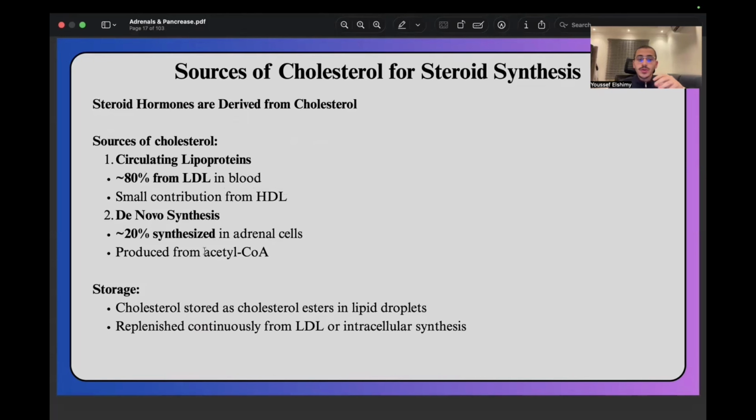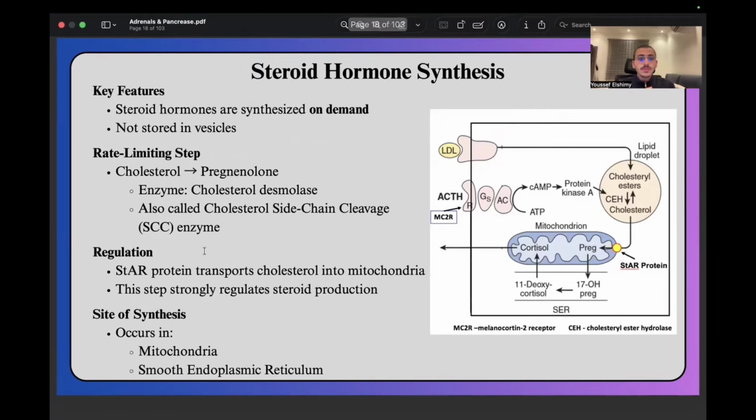In terms of storage, the cholesterol that is taken from the LDL or produced by the adrenal cortex is stored as cholesterol esters in lipid droplets. And whenever the adrenal cortex wants cholesterol, it either replenishes this cholesterol by taking LDL or from intracellular de novo synthesis. All right. So let's talk more in detail about the steroid hormone synthesis.